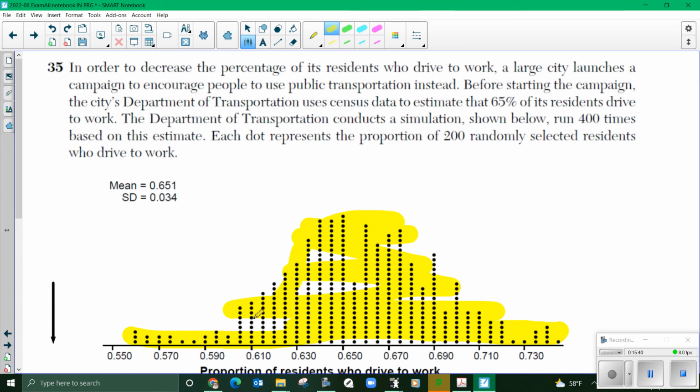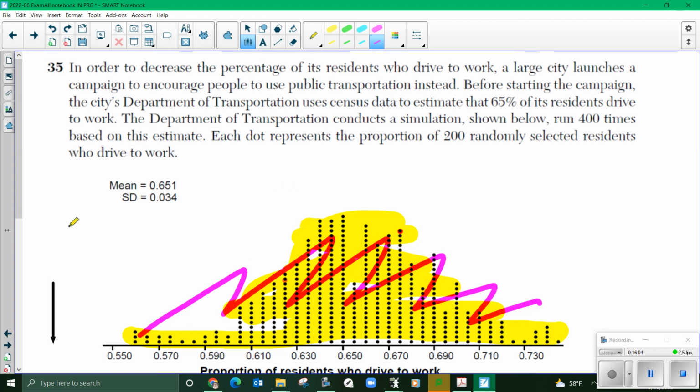So out of all these 400 dots, I can pick any dot. This one right here, boop. Or this one right here, boop. These dots that I'm clicking represent a group of 200 randomly selected residents who drive to work. Okay? Guess what? None of this is going to end up mattering. How come?